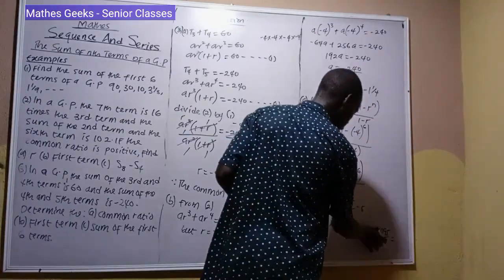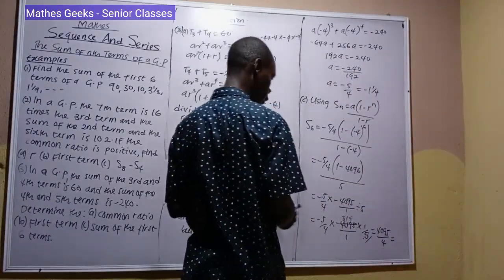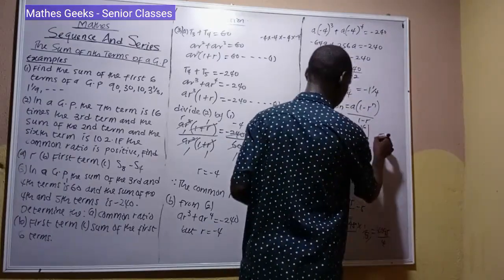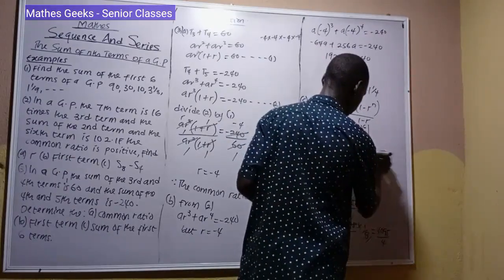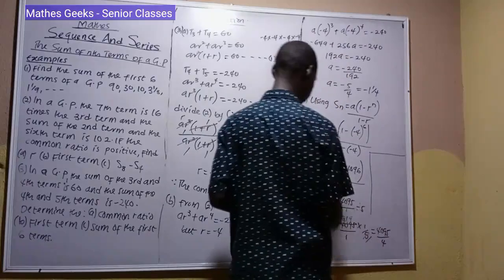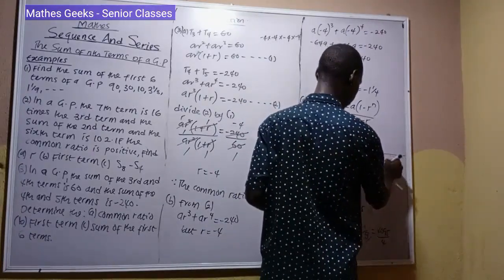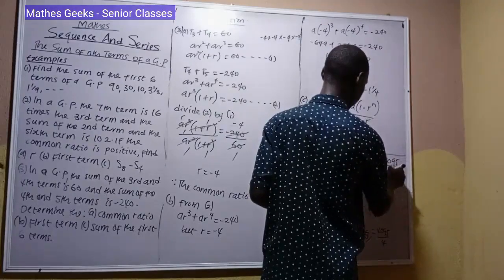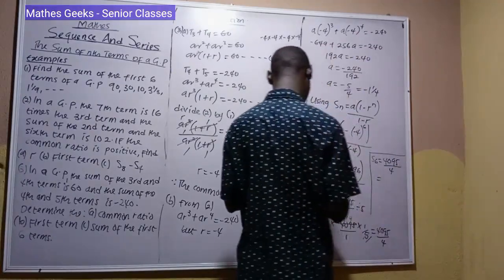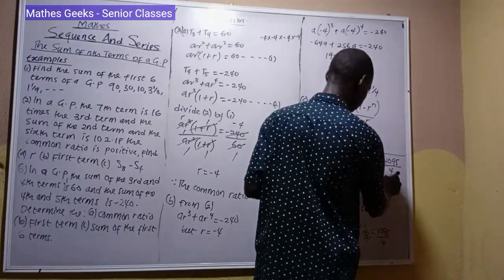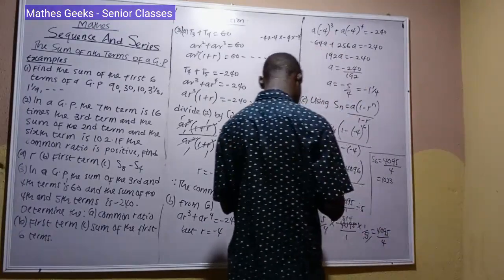You can stop here, but in case you want to continue, this is not enough. So let me come over here. S6 is equal to 4095 divided by 4. That will give us 1023.75.